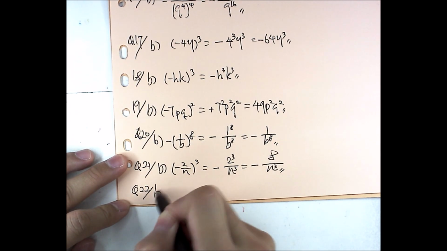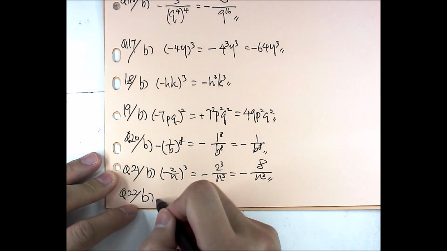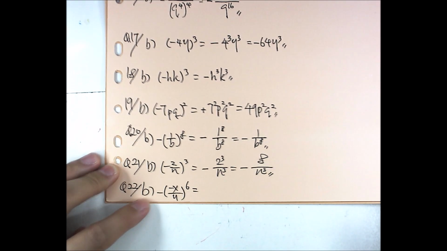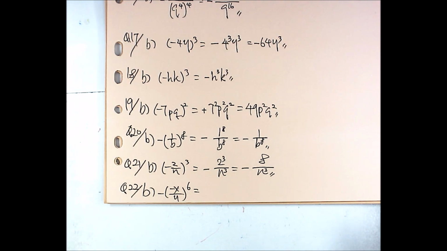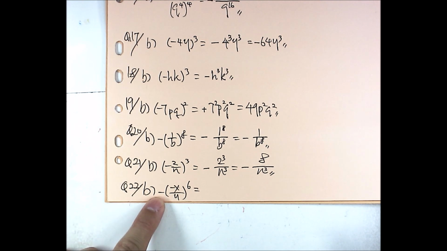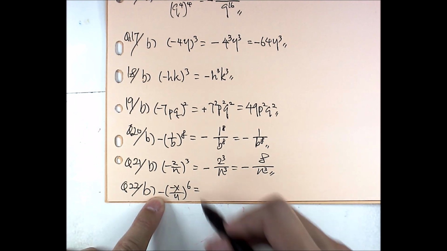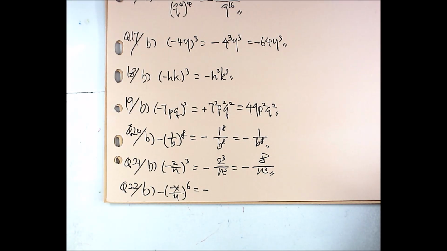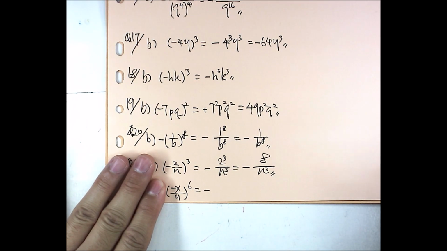So next, 22b. So copy it out, okay, b. So do it very carefully. So first, you see both a minus outside the bracket and inside the bracket, right? Very, very careful. For this minus sign, it's going to do nothing with this 6. Okay? You have to keep it. Understand?